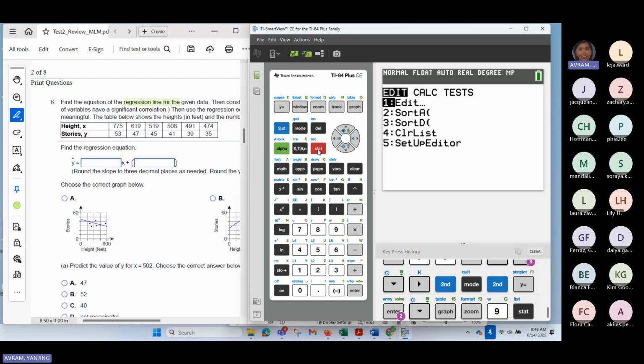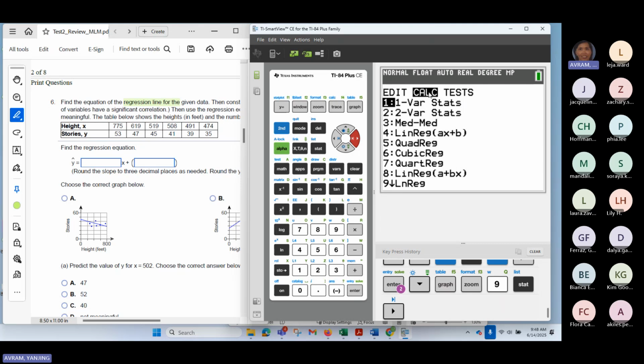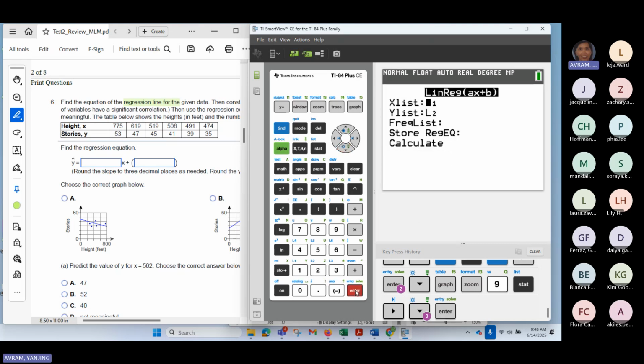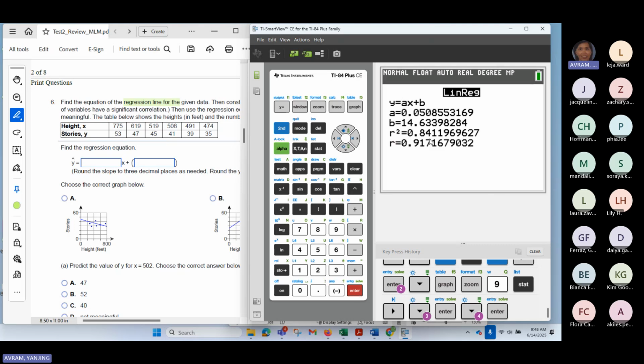Same thing, we're going to go back to stat again and then go to CALC, okay? And then we're going to use number 4, linear regression. Go to number 4, linear regression, and then we hit enter. All right, and everything looks good. L1 on X, L2 on Y, and then we just hit enter. Now you have this one right here. Okay, you have this a and b.